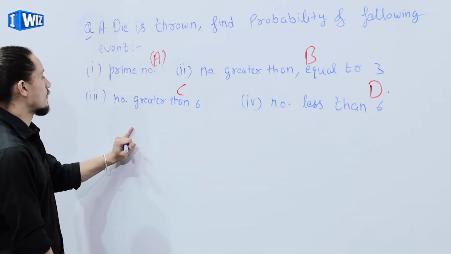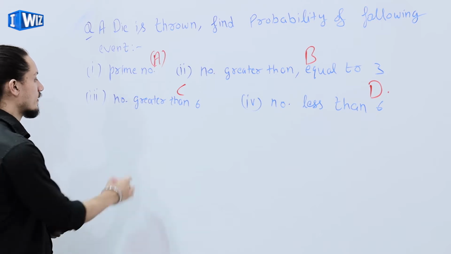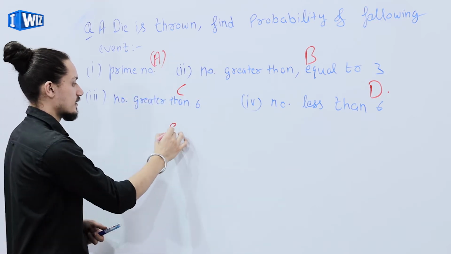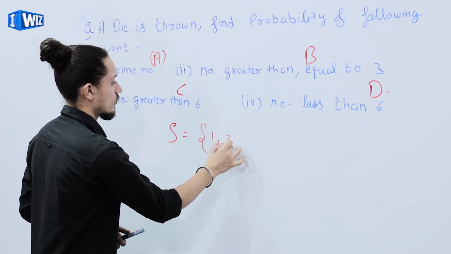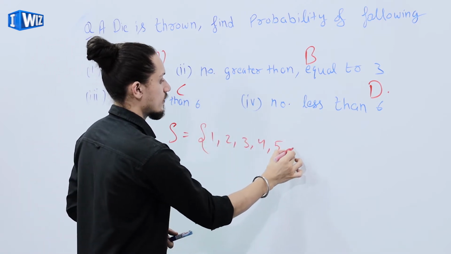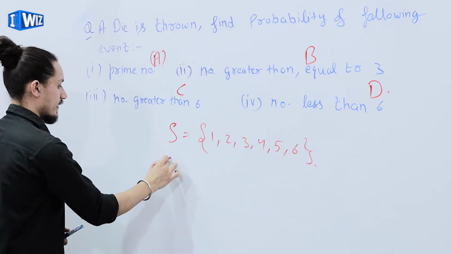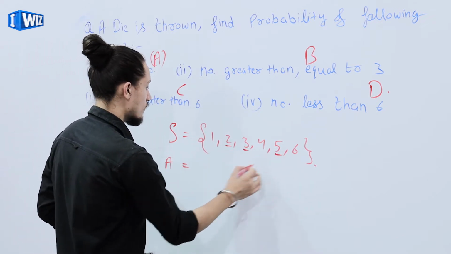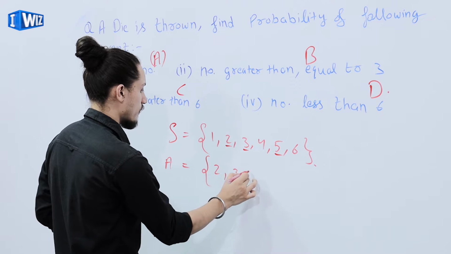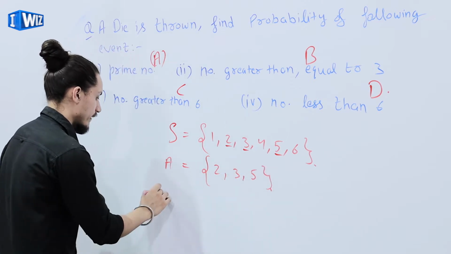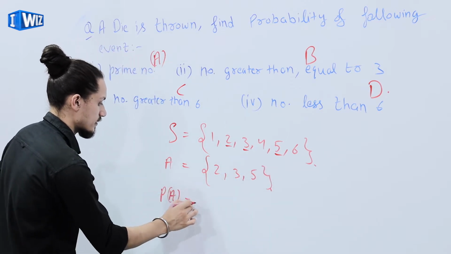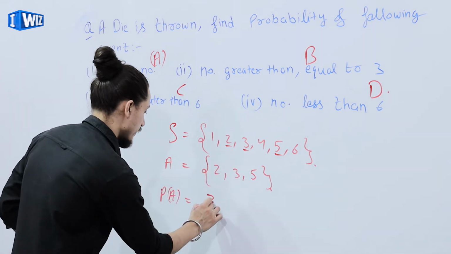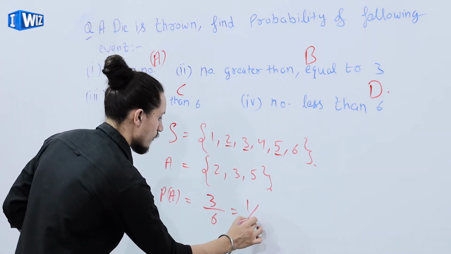Okay, so first we have to find the probability of event A. Event A is the total number of prime numbers. Firstly, the sample space S in this case, a die is thrown, so 1, 2, 3, 4, 5, 6. This is the sample space, and event A is prime number. So which prime numbers do we have, 2, 3 and 5. So the probability of event A in this case is equal to the number of elements in A divided by the number of elements in the sample space, which is 3 divided by 6, which is equal to 1 upon 2.